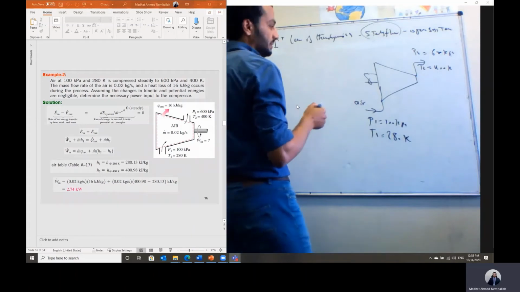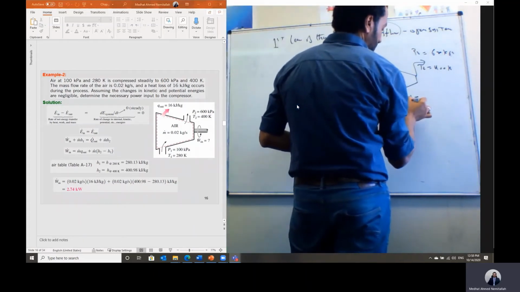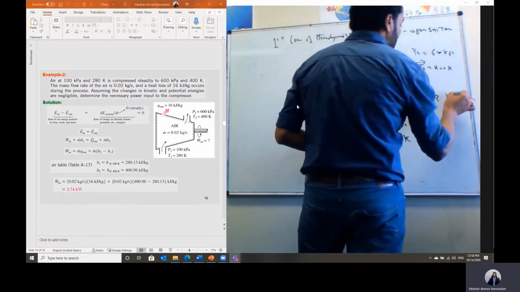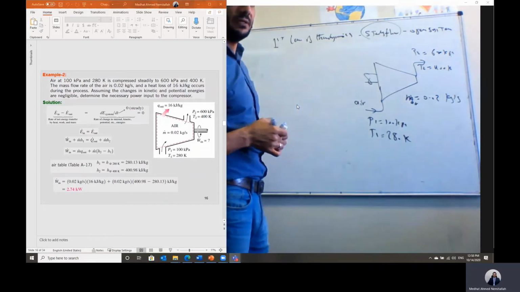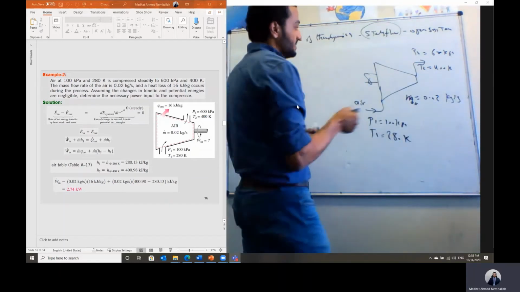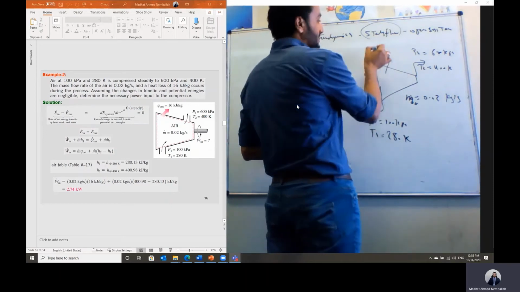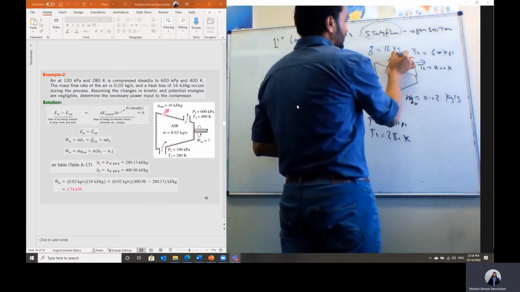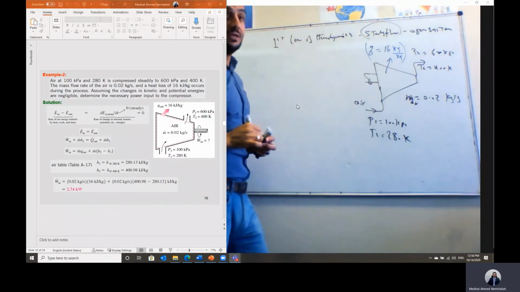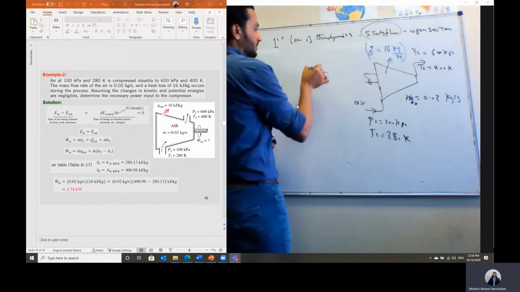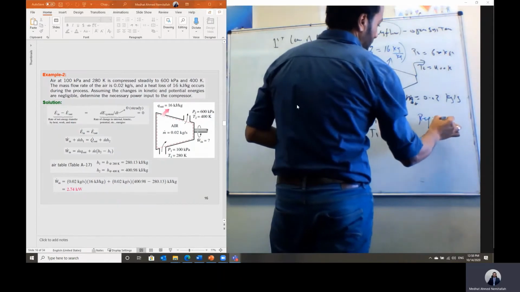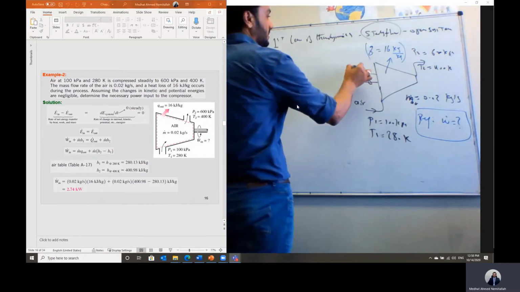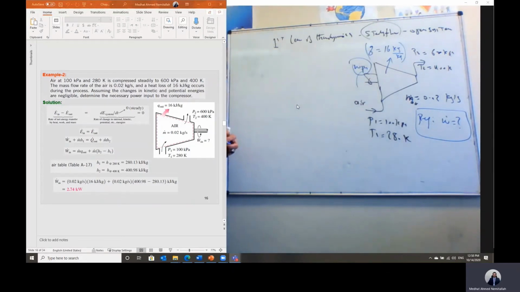He said the mass flow rate of air, m dot air, is equal to 0.02 kilogram per second. And he said that during this process some heat is rejected out of this compressor. He gives the value of the specific heat transfer as 16 kilojoule per kilogram, not the rate of heat transfer. And we are required to calculate the shaft power required to drive this compressor.